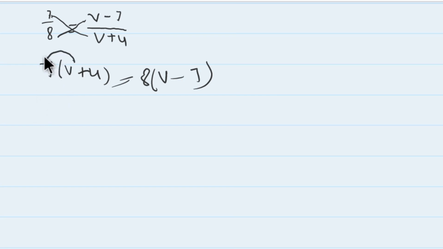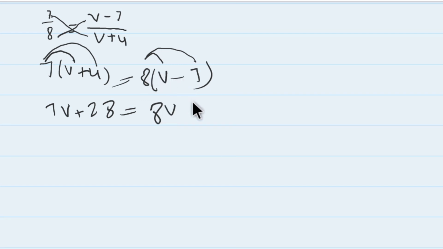First we multiply 7 by v, then 7 by 4, so 7 times v is 7v. 7 4s are 28. Again we multiply 8 by v, then 8 by minus 7, so 8 multiplied by v is 8v, and 8 multiplied by minus 7 is minus 56.